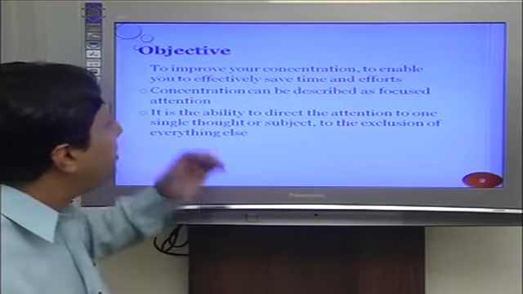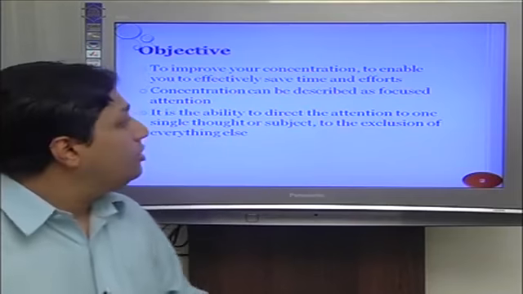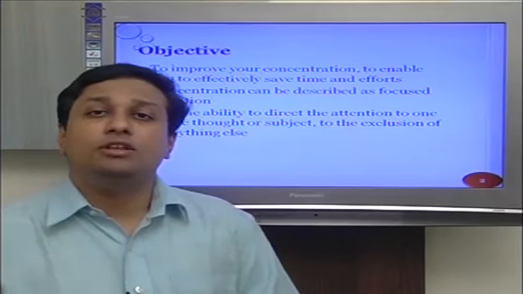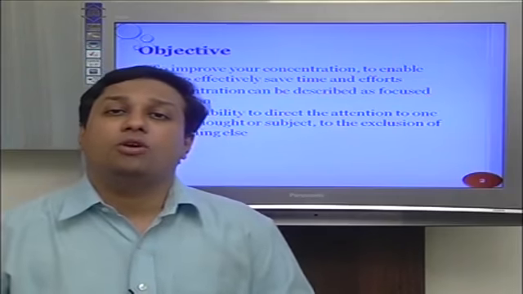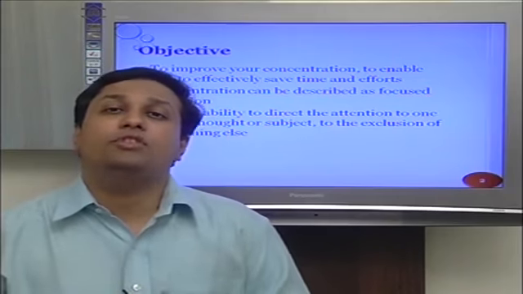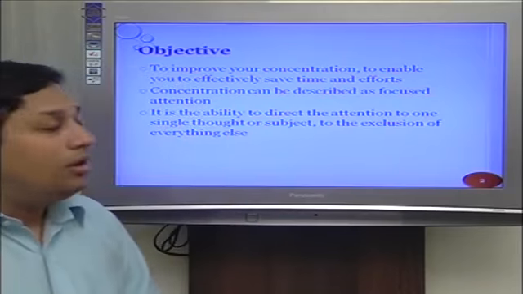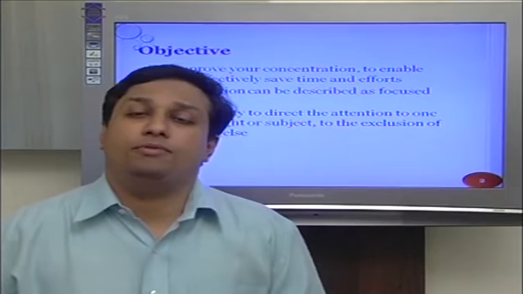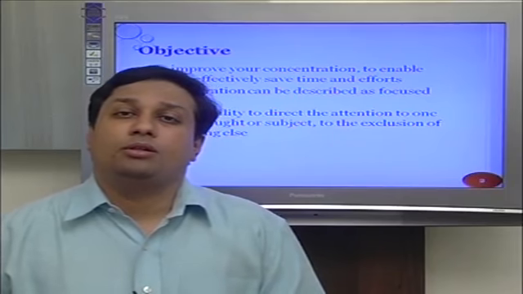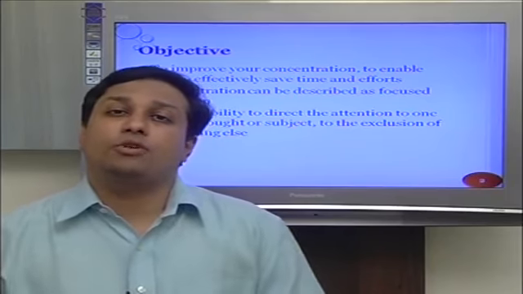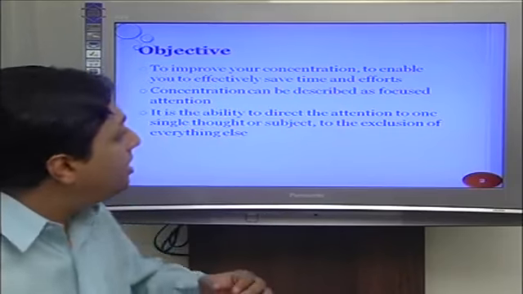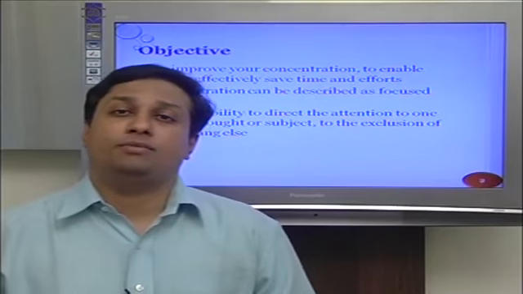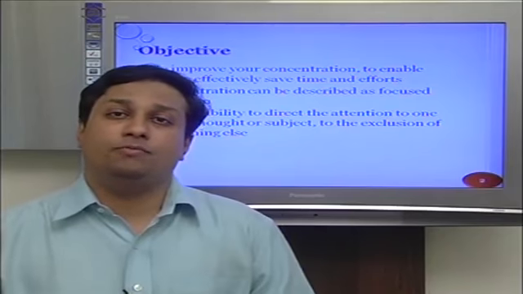The very first objective here is the objective of improving the concentration, which is needless to say the crux or the major objective of this program. Now, by improving our concentration, what would happen? Once we are able to improve the concentration, it would enable us to effectively save time and efforts. Now, how is this so?